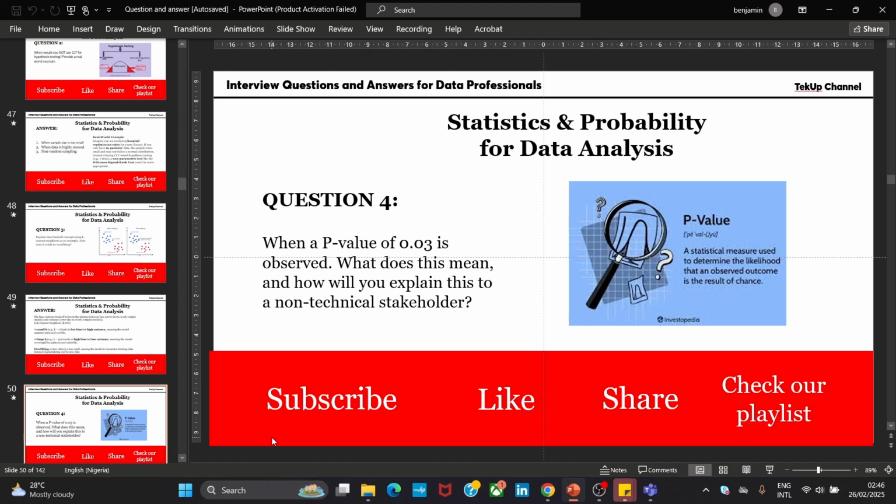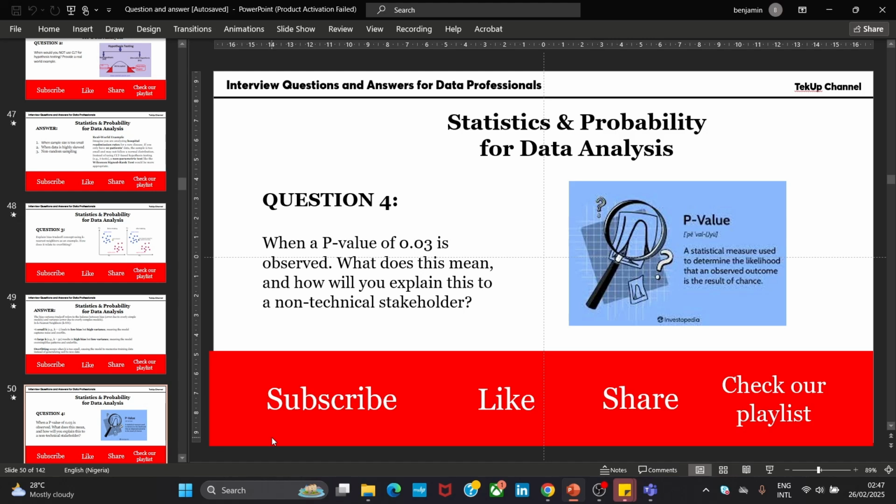Question 4. When a p-value of 0.03 is observed, what does this mean? And how will you explain this to a non-technical stakeholder? Now, to answer this question, let's take a look at what p-value really means. P-value also means probability value, and it is anywhere between 0 to 1.